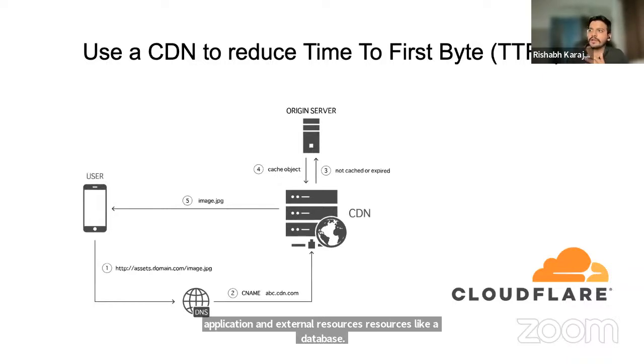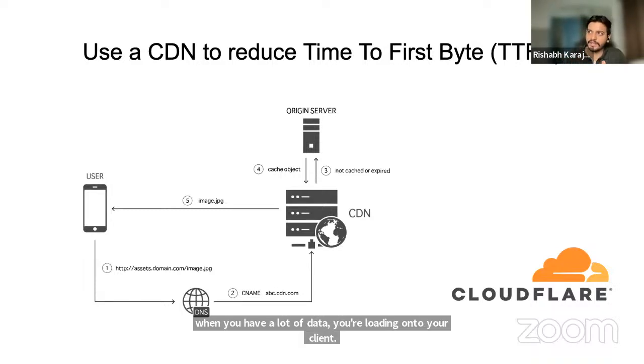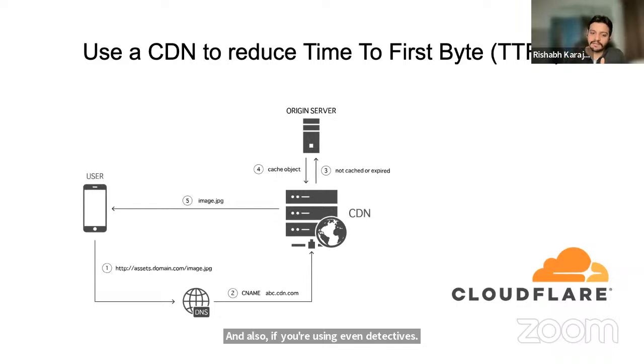Another important point is when you're at scale and when you have a lot of data you're loading onto your client, even if you're using strategies like server-side rendering, it's good to use a CDN, which is the content delivery network, to basically reduce the time to first byte, right? The time to first byte is a measurement used as an indication of the responsiveness of a web server or basically any other network resource. It measures the duration from the client making an HTTP request to the first byte of the page being received by the client's browser.